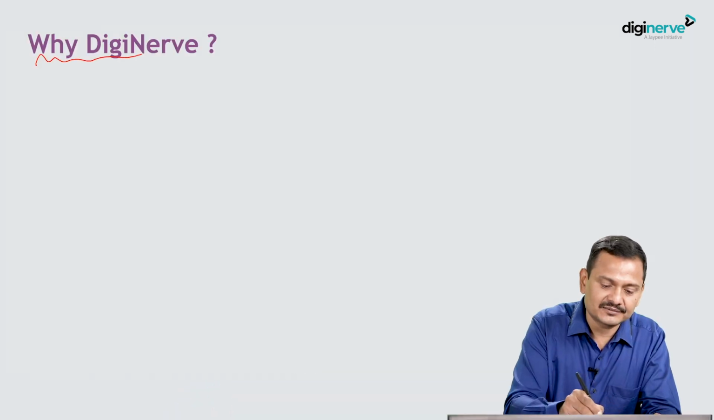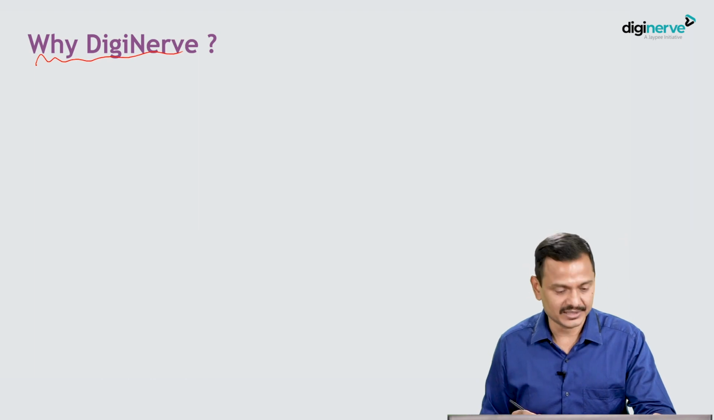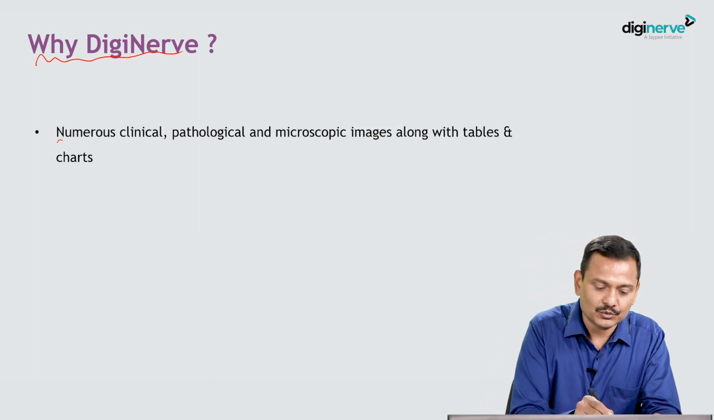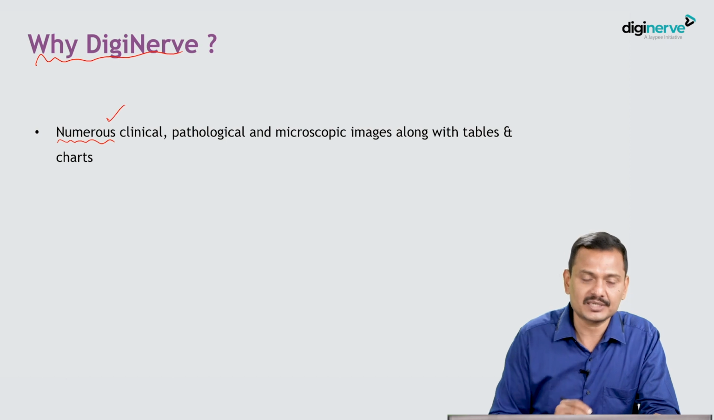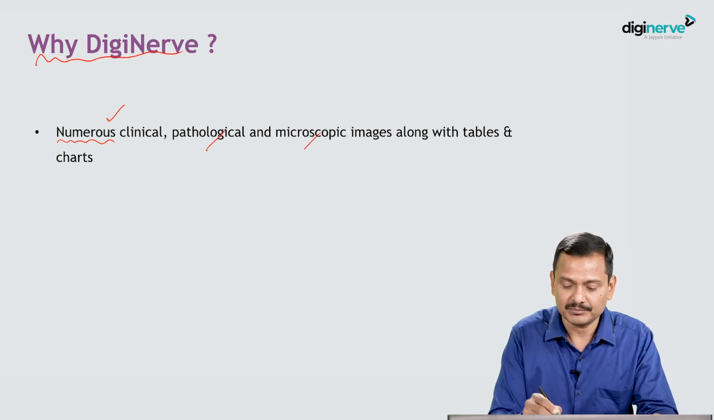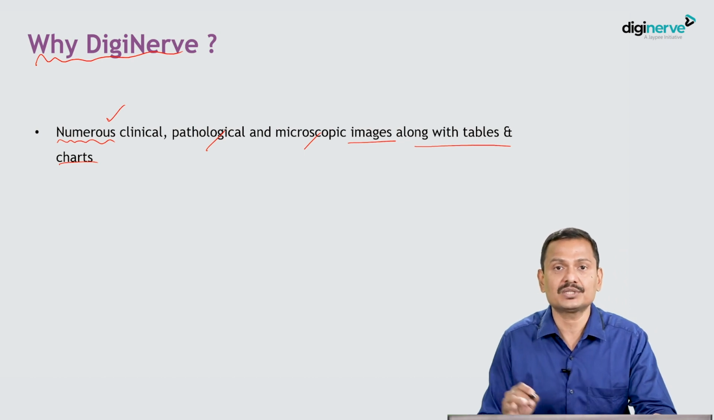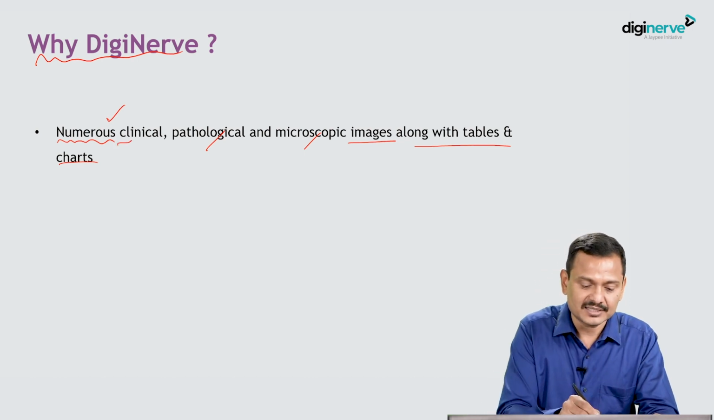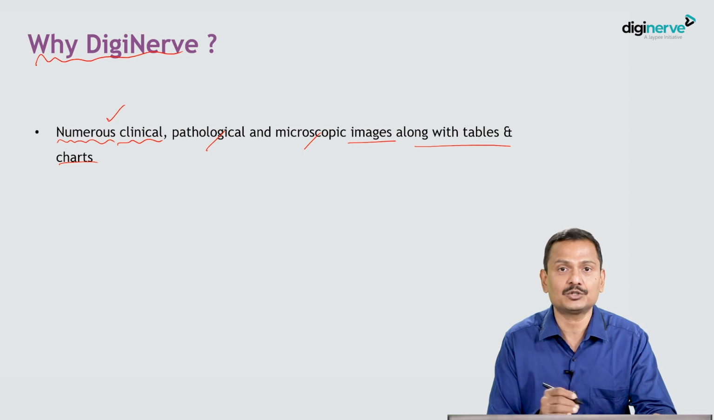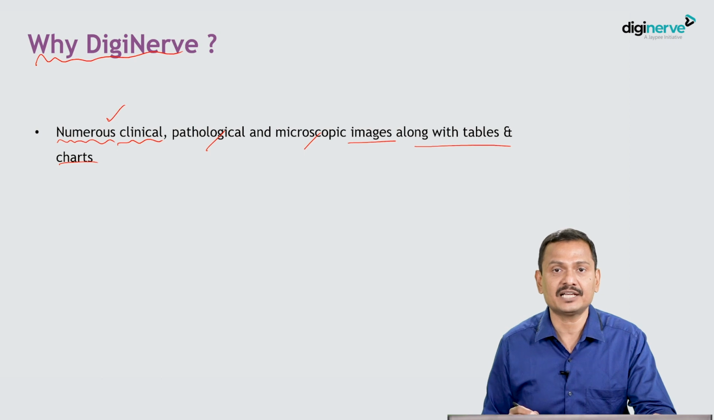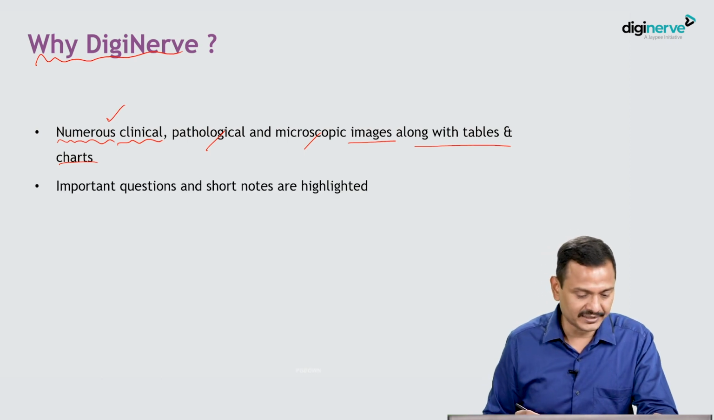After the preparation for the exam, I will tell you why DigiNerve is helpful, or how it is helpful. In DigiNerve, we have tried to incorporate numerous clinical, pathological, and microscopic images along with tables and charts. If you go through this session, you will realize that the number of images incorporated is huge, and it has been compiled from different textbooks and not just from one textbook.